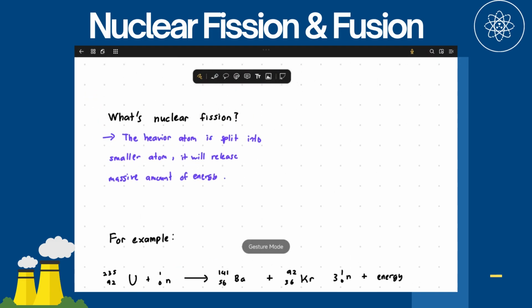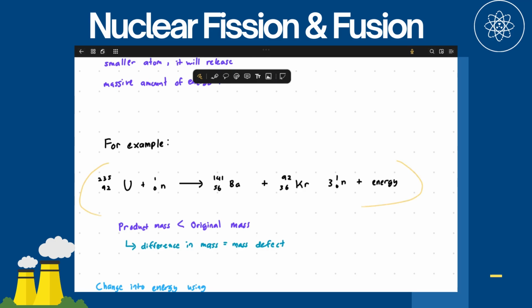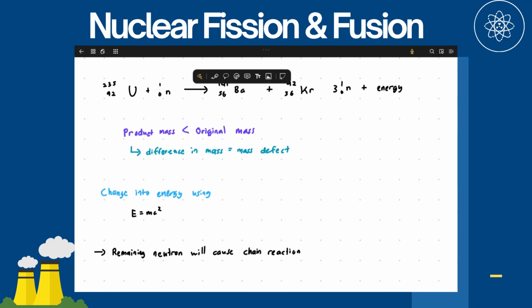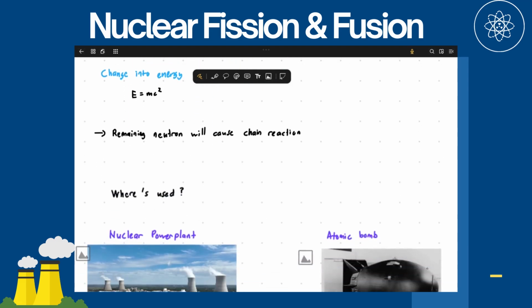Nuclear fission is basically when a heavy atom is split into smaller atoms and releases a massive amount of energy. For example, as we can see in this equation, the uranium is split into 2 atoms and releases energy, and the original mass will be much greater than the product mass itself. Hence, the difference in mass we call mass defect, and for the energy we can use the equation E equals mc², and the remaining neutrons from this will cause another chain reaction to produce another fission.